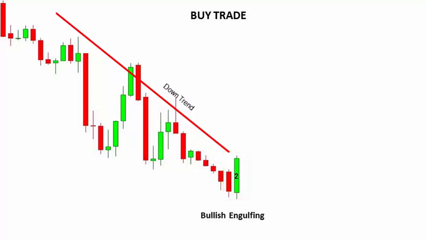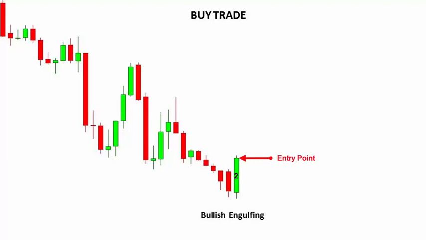The signal gets stronger if the second candle wraps around more than one of the previous candles. As this is a bullish reversal signal, we will only look for it in a downtrend. There are two ways to trade the bullish engulfing pattern. The more aggressive entry is to get into a buy trade on the close of the second candle of the formation. Your stop loss will go right at the lowest point of this formation, and the entry point will be at the close of the second candle of the pattern.